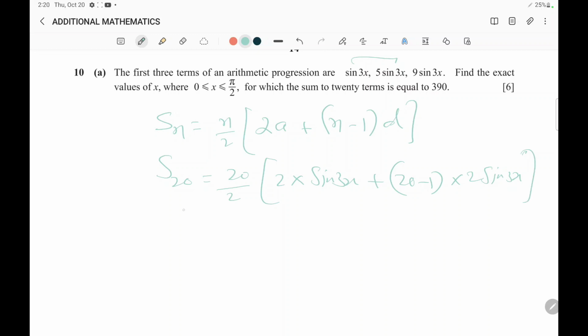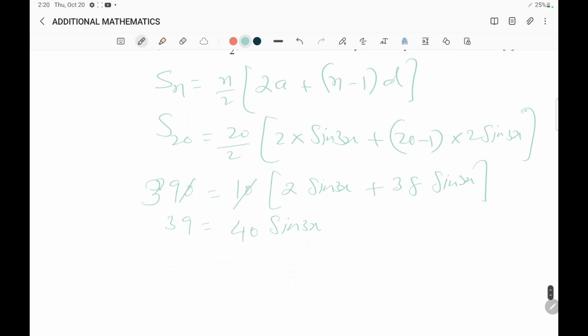Okay, and S20 is given as 390. So this is 390 actually. This is 10. This is 2 sine 3x. This is 19 times 2, this is 38 sine 3x. So guys, the 10 we can cancel. So this is 39, and this is 40 times 2 sine 3x and 38. So it's 40 sine 3x, right?